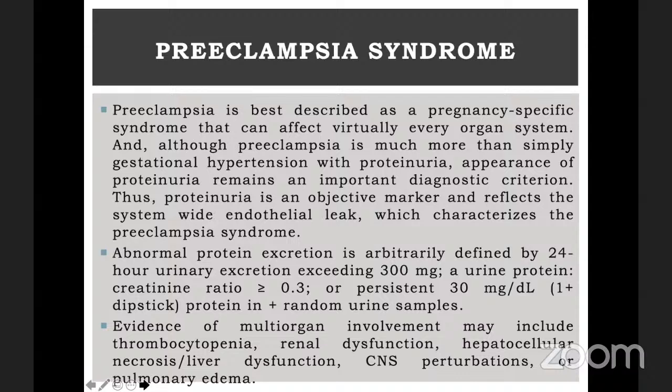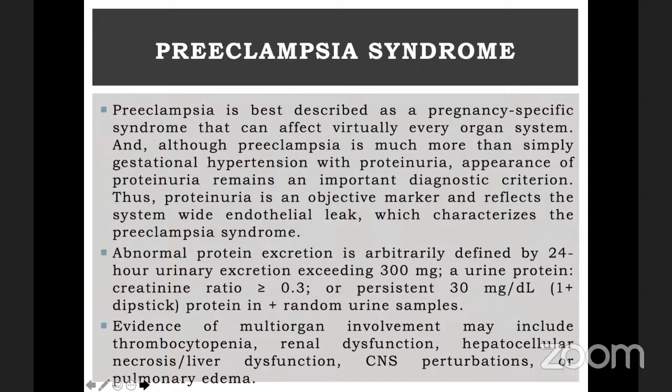Preeclampsia syndrome is described as the pregnancy-specific syndrome that can affect virtually every organ system. And although preeclampsia is more than simply gestational hypertension with proteinuria, appearance of proteinuria remains an important diagnostic criterion. So proteinuria is an objective marker and reflects the system-wide endothelial leak, which characterizes the preeclampsia syndrome.